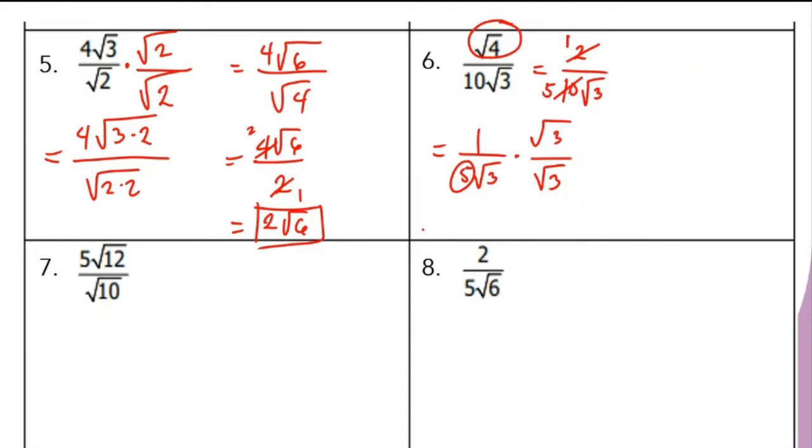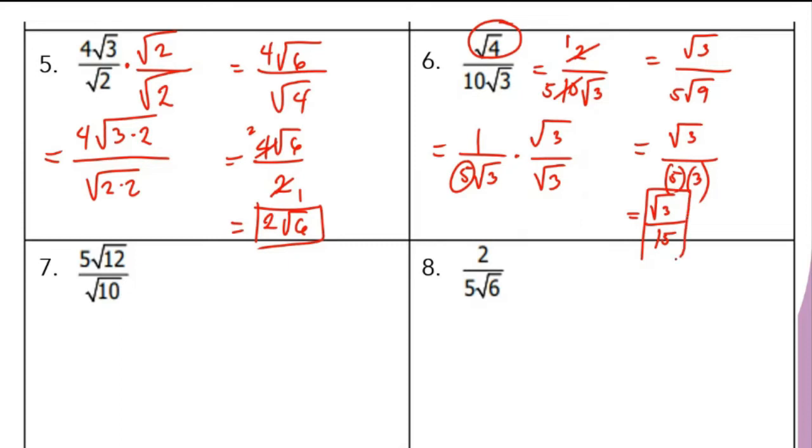So let us now multiply: 1 times square root of 3 is square root of 3, all over 5 times square root of 3 times square root of 3, which is 5 square root of 9. Square root of 9 is 3. So the answer now will be square root of 3 over 5 times 3, which is 15. So the answer is square root of 3 over 15.